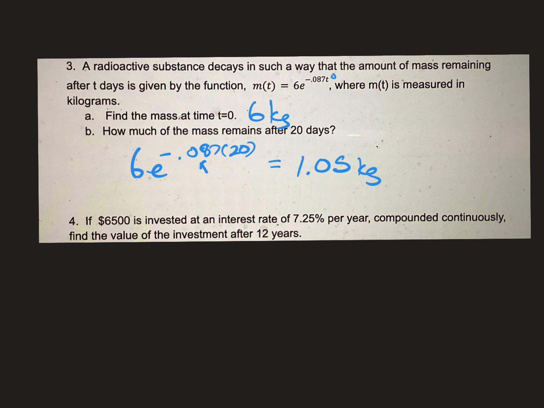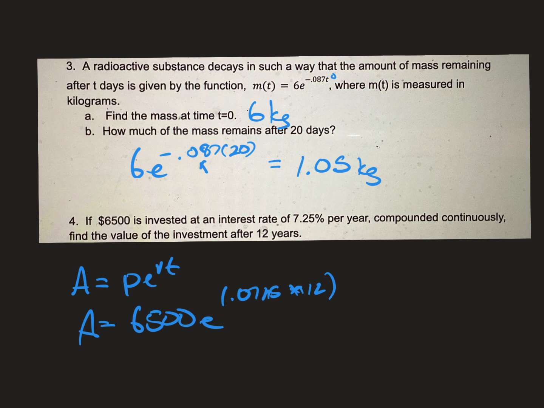All right, number 4. If 6,500 is invested at a rate of 7.25%, compounded continuously, find the amount after 12 years. So that means I'm using PERT, P times e to the rt power. Remember P is the principal, what you start with. The rate is 0.0725, times 12 is going to be my exponent. So I'm going to punch it in, see what happens. And I'm getting $15,514.92. Again, I don't have my TI-84, so I'm using an online calculator, and it could be just a little bit off, but it should be pretty close to that. So hopefully that looks good.